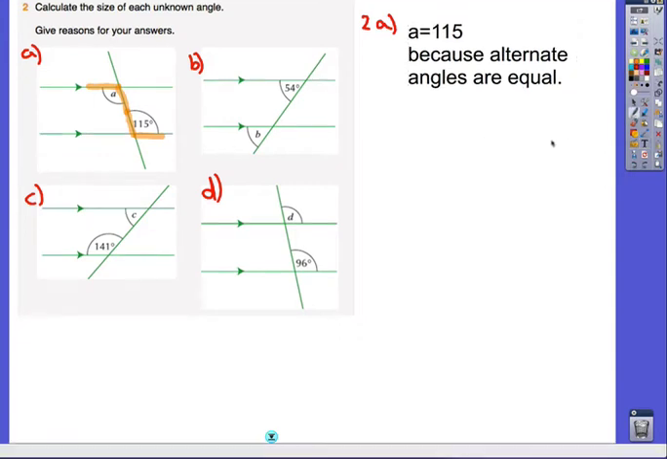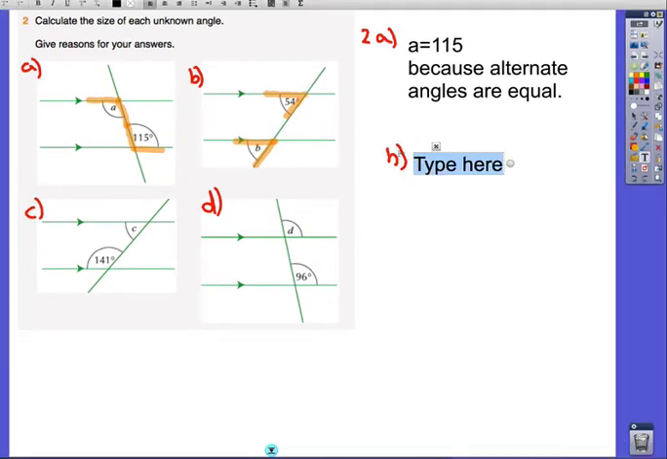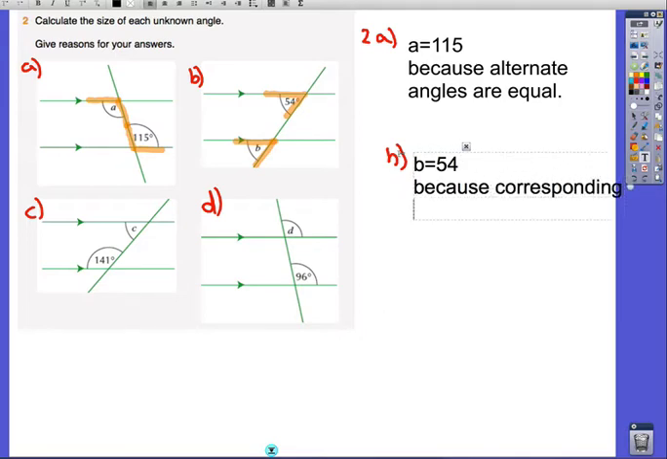Moving on to B. Again, the angle we're given is 54 degrees, and the angle we need to work out is B. You can see that 54 degrees is going to equal B with the same angle, so B is equal to 54 degrees, and the reason for that is because corresponding angles are equal. They both correspond to each other, they are equal to each other.